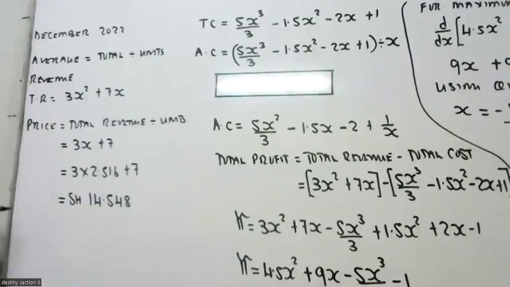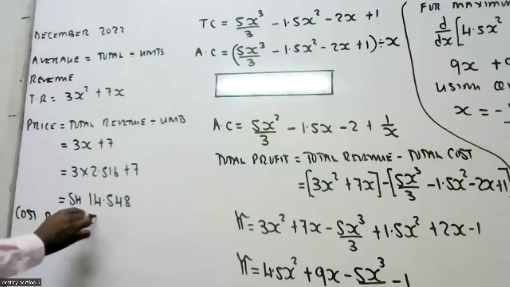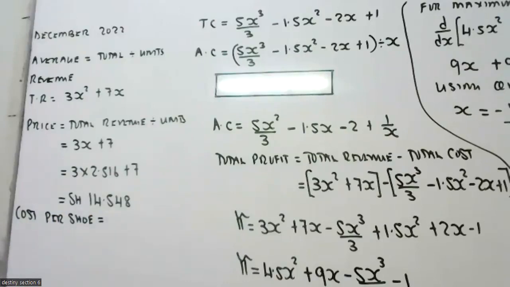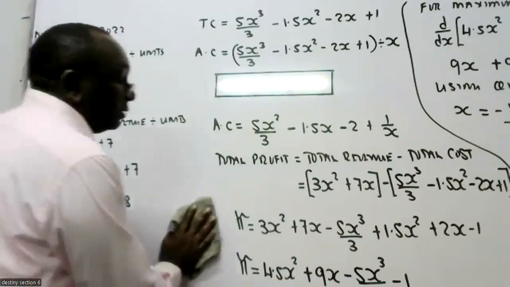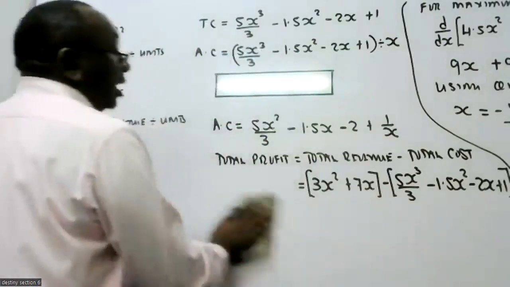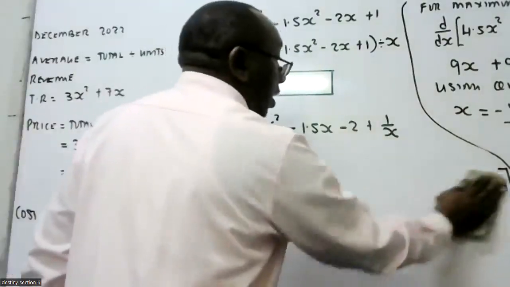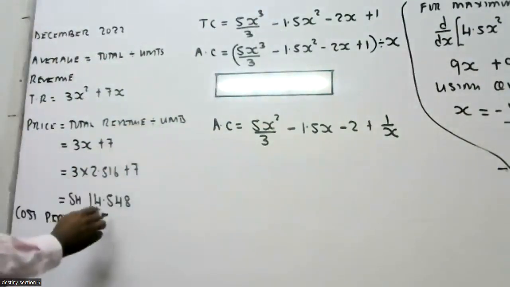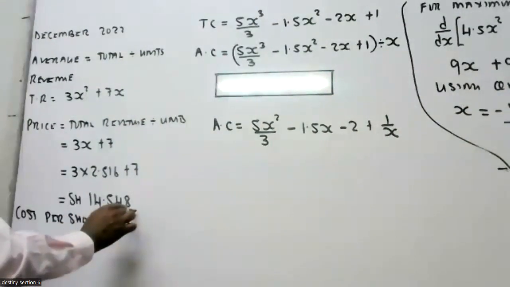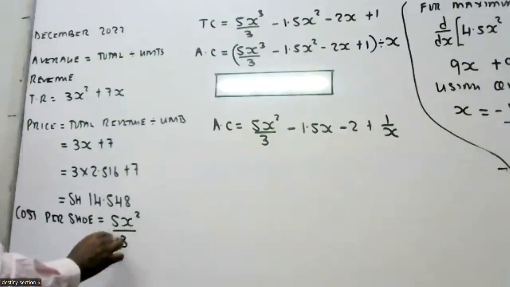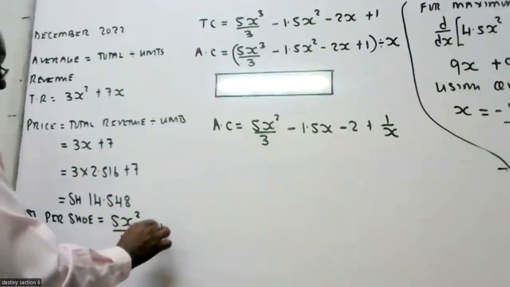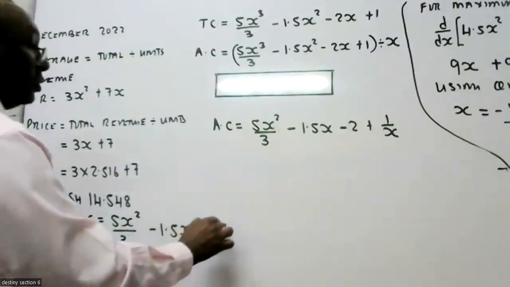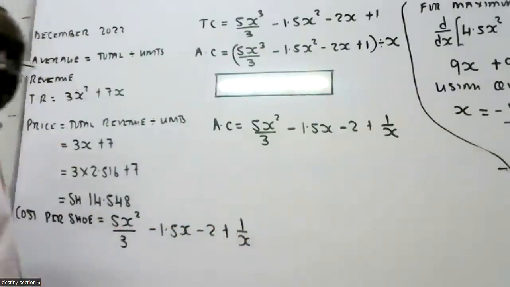I have cost per shoe; it is the average cost. Remember, the word average means dividing. So we can bring this so that we are able to quickly connect. That is 5x squared divided by 3, minus 1.5x minus 2 plus 1 out of x.